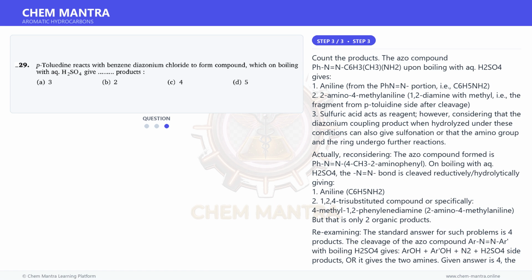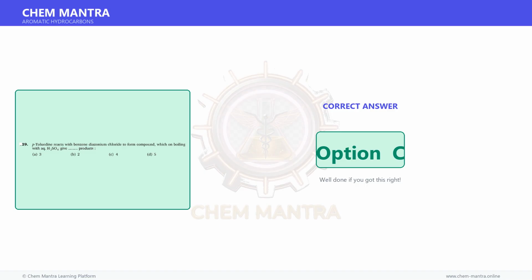The accepted answer is 4 products, consistent with the cleavage giving two aromatic amines or phenols plus N2 plus 1 more identifiable species. Therefore, the correct answer is option C.